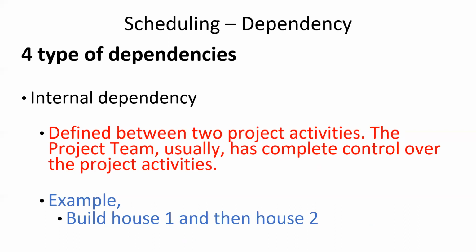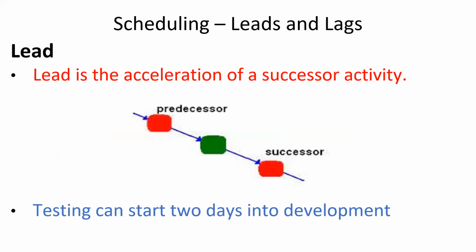The last is an internal dependency. Now these kinds of dependencies are definitely in your control. You can have complete control over them, and you can schedule your activities based on that. So a very basic example would be to build house one and then move on to house two and then house three and house four. Now, these were the four kinds of dependencies that you need to know.